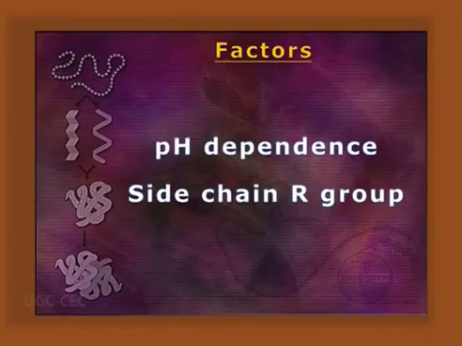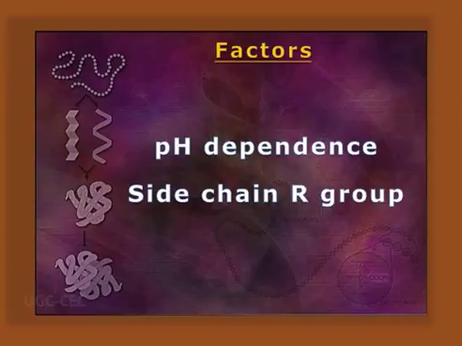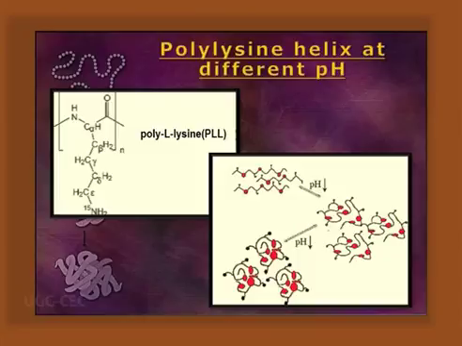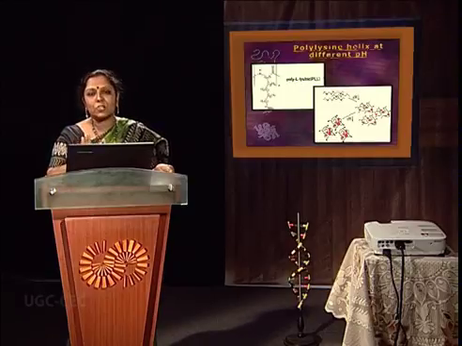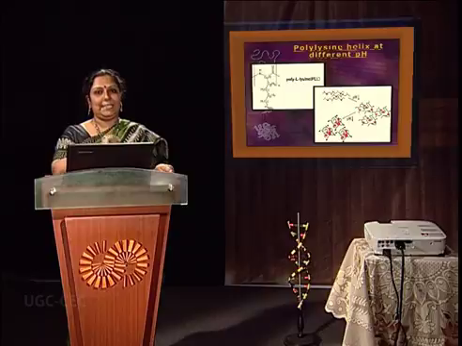Factors. Now to make the secondary structure or helical structure, some factors are there, like pH dependence and side chain R groups. We all know in case of polylysine, at pH 12 only it makes the helical structure, but at pH 7 it cannot. Why? Because at pH 7 the lysine have all positive charge, so they will repel each other, but at pH 12 the neutralized structure helps to make the twisted helical structure.